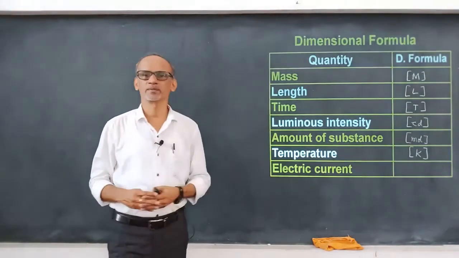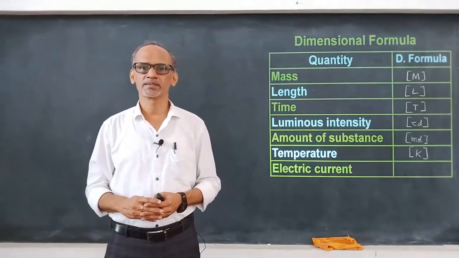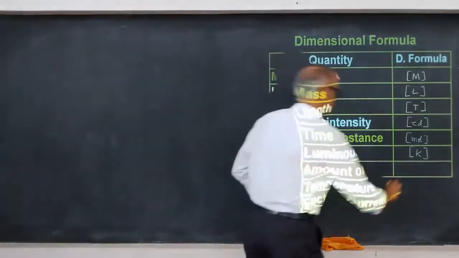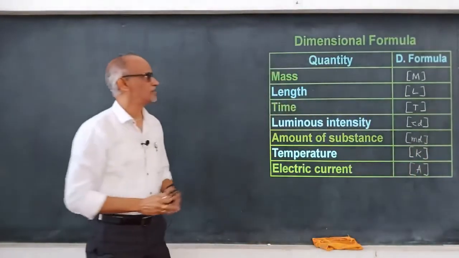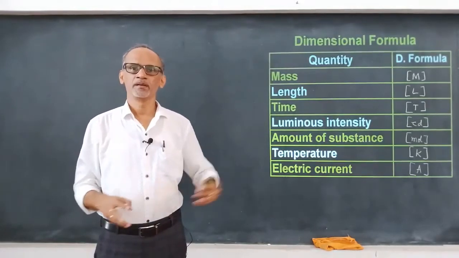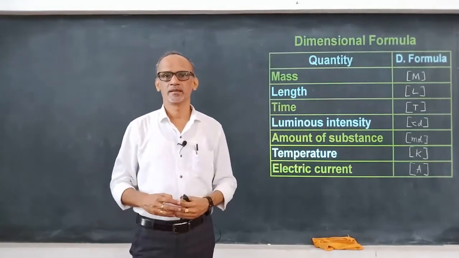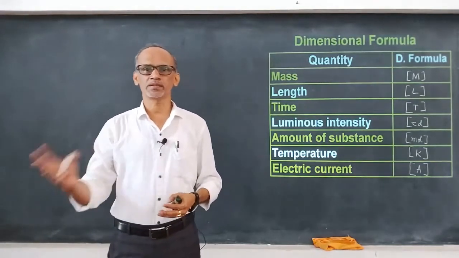Now, what is the SI unit of electric current? The SI unit of electric current is ampere. So, what is the symbol used? A. So, this is the dimensional formula of the fundamental quantities. With the help of these, I can write the dimensional formula of all the rest of the quantities.